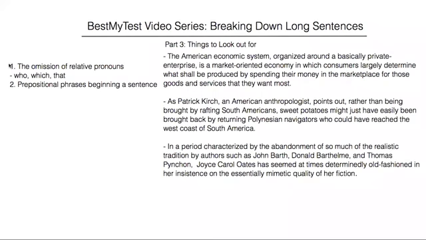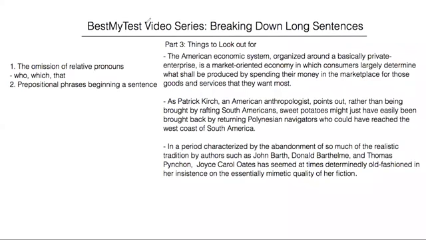So point 1 is the omission of relative pronouns such as who, which, and that. Oftentimes in reading that is academic, they will omit the use of who, which, and that as long as they are not being used as a subject. So an example of this is here. The American economic system, organized around a basically private enterprise, is a market-oriented economy.